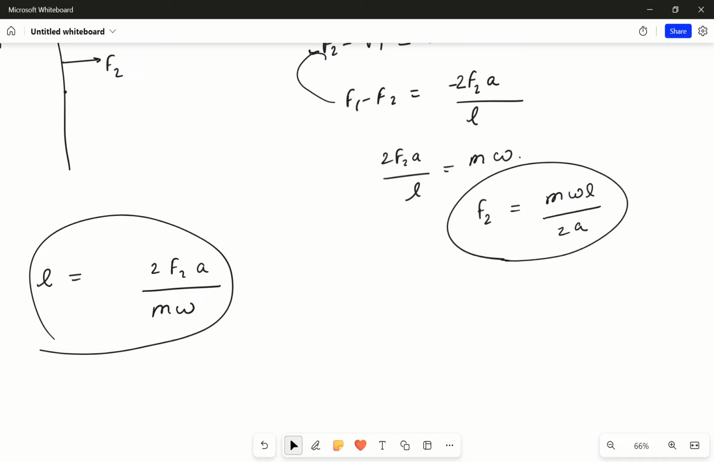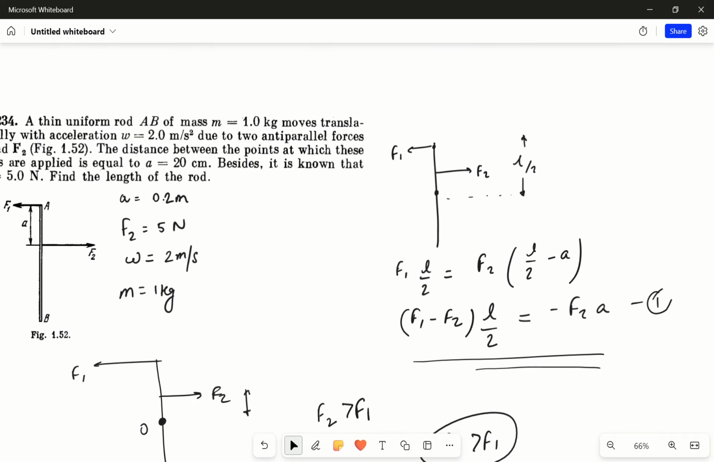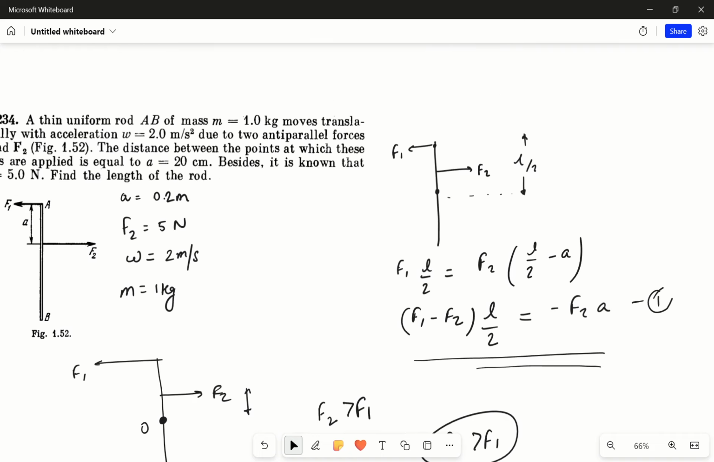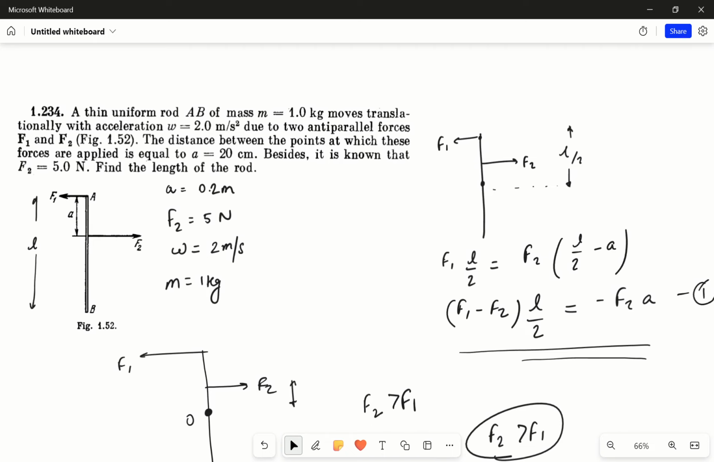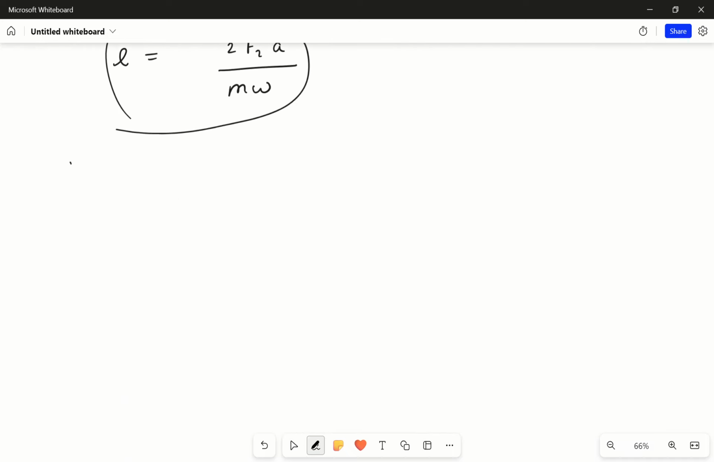So now we will be applying the torque equation about point P. This is point B, so let me draw the diagram again. This is point B, F1 is acting here, F2 is acting here, and this was the center of the rod. Let's name it O.